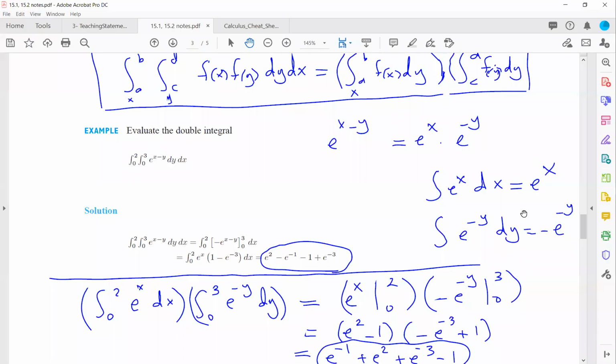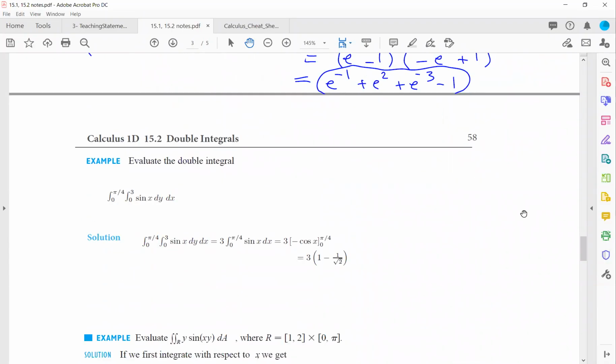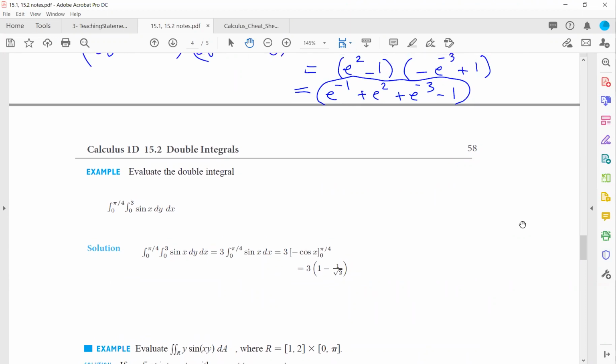Next, another example for you. Here you have integral 0 to pi over 4, integral 0 to 3. So the inside integral is with respect to y, the outside integral with respect to just x. So of course you can separate these two. You can write it as the integral 0 to pi over 4 sine x dx times integral 0 to 3 dy.